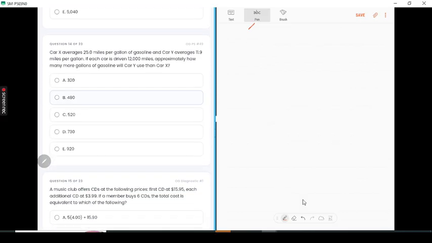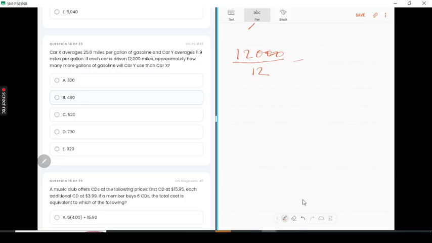Car S averages 25 miles per gallon of gasoline, and car Y averages 11.9 miles per gallon. If each car is driven 12 miles, approximately how many more miles of gasoline will car Y use than car S? Each of them is 12,000 divided by the lower number so that we get a higher value, but which we can approximate to 12. Remember that the answer we should have gotten here should be a bit higher.